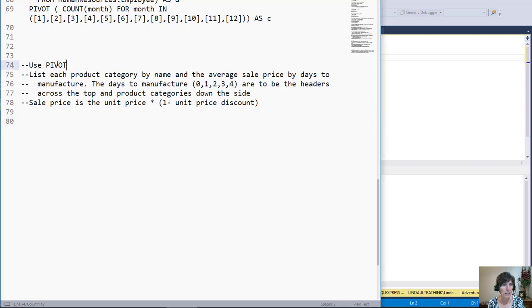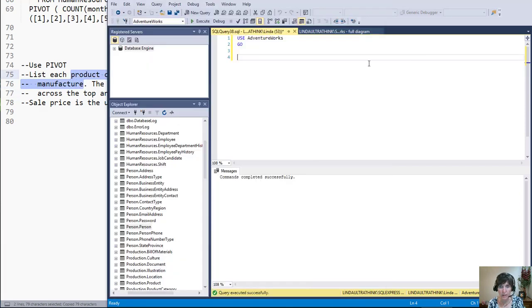This question is telling us to use a pivot. So we'll keep that in mind as we start gathering the information that we need. So here's what it tells us what we need. We need a product category by name. So let's just call that category name for now till we find it. And it tells us that it's something to do with product and a sales price.